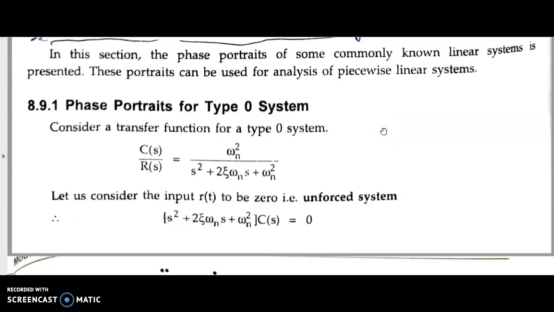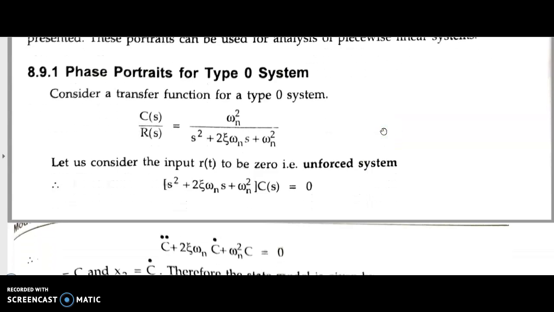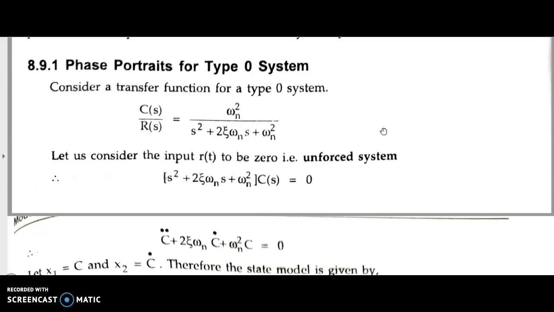See here, different types of singular points depend on the values of the poles, that is the roots' values. We have to draw the different phase portraits with respect to the stability analysis. See here, we have taken a second order system. C(s) divided by R(s), that is output by input, Y divided by U, is equal to omega n square by s square plus 2 zeta omega n s plus omega n square. This derivation was already studied in control systems. This is a very important derivation.